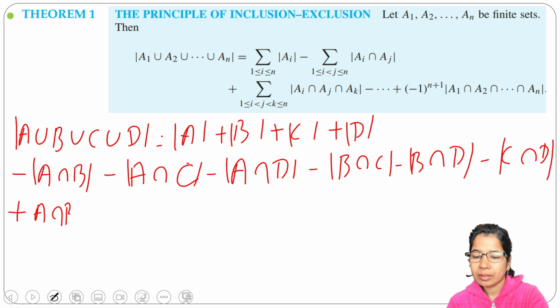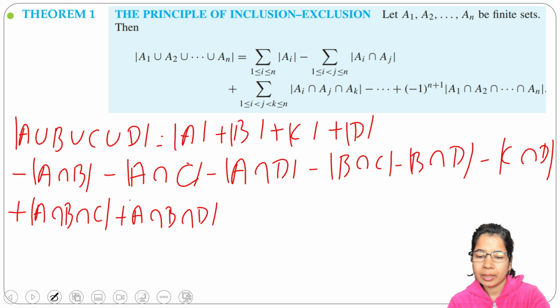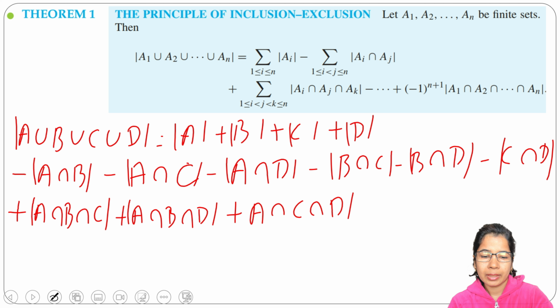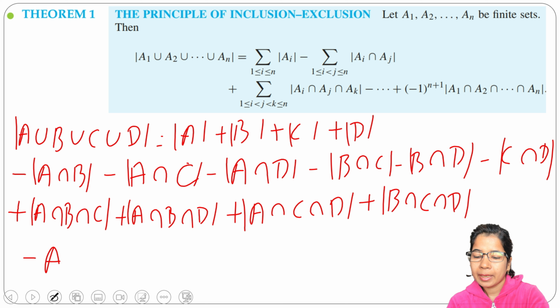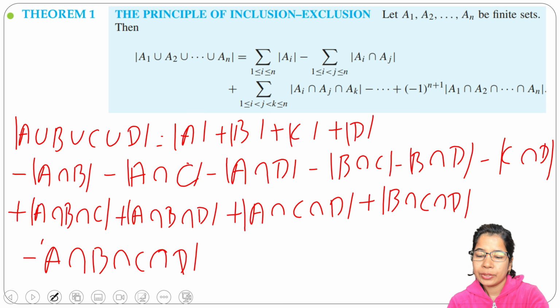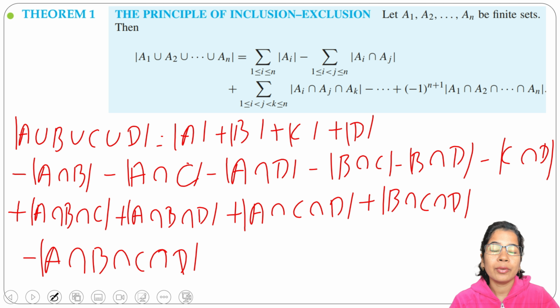A intersection B intersection C plus A intersection B intersection D plus A intersection C intersection D plus B intersection C intersection D minus A intersection B intersection C intersection D. So this will be the formula when we have 4 sets. Like this you can write it for 5 sets, 6 sets, 7 sets, for any number of sets.